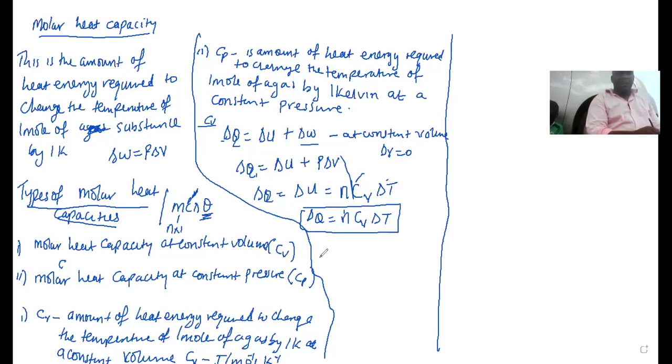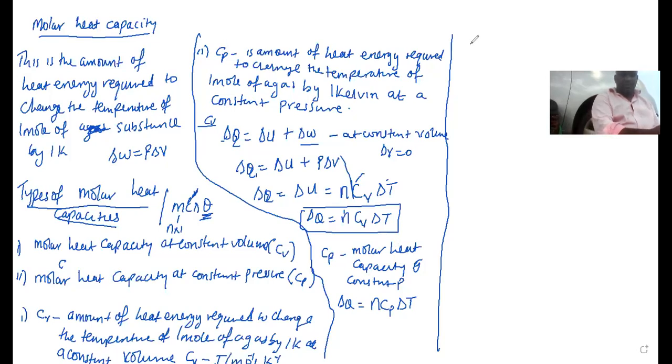Then for molar heat capacity at a constant pressure, the heat would be given by n CP times delta T. Now, you would find that questions can come asking you why molar heat capacity at a constant pressure is greater than molar heat capacity at a constant volume. Okay? So, they can ask you to explain why.